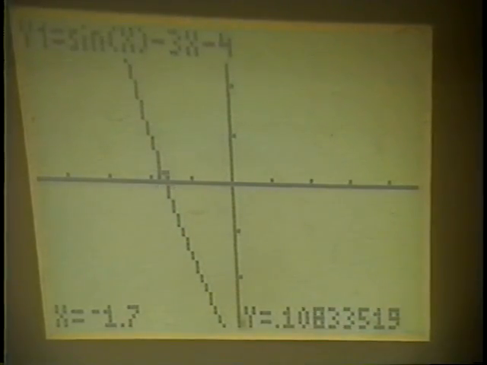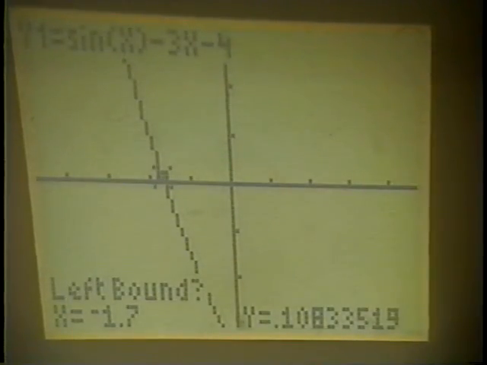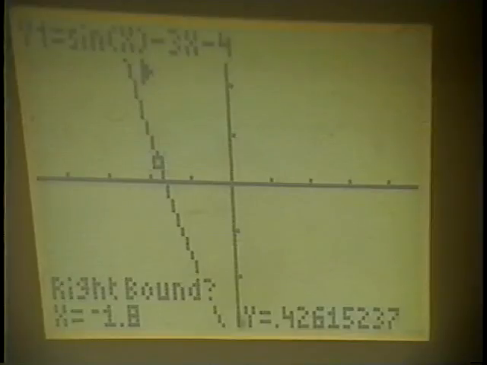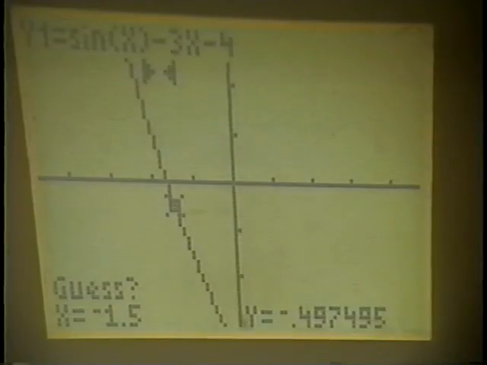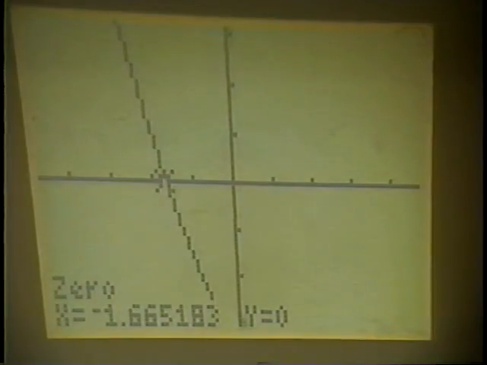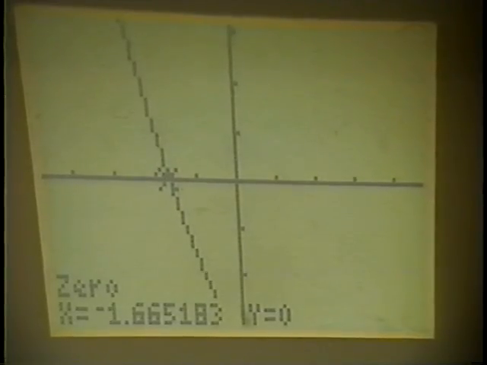Okay, so let's hit second and calc and 2 for 0. Now for a left bound, we can use this. For a right bound, we move a little to the right of the root, we hit that, enter. And a guess, let's back it up a little, somewhere like that, and I hit enter, and it produces the root minus 0.1665 approximately. And of course, you can use the other methods as well, the trace and zoom in, it's certainly slower, or the solve if you want to, and they will work as well, but I think the 0 is the nicest way of going about it.